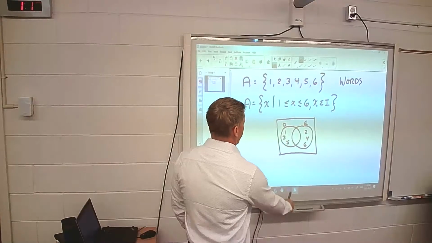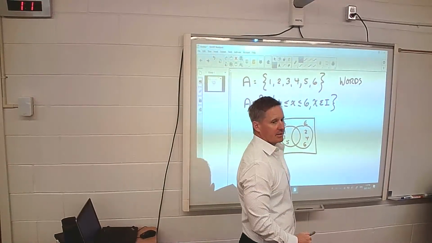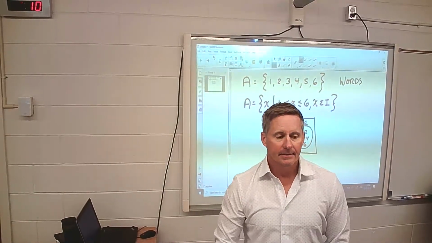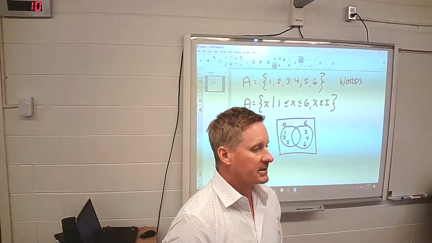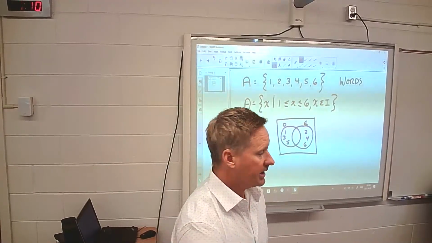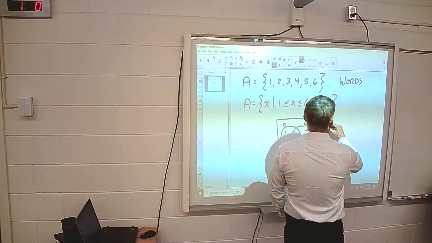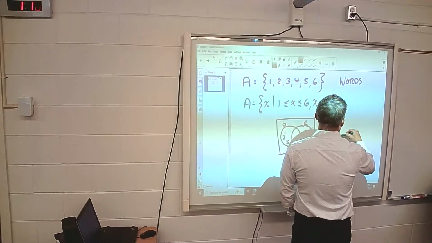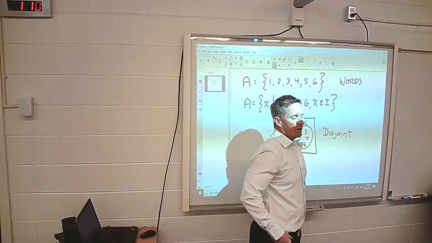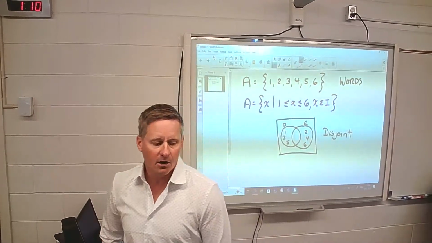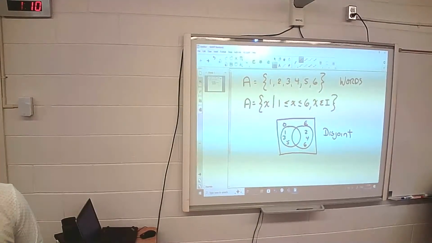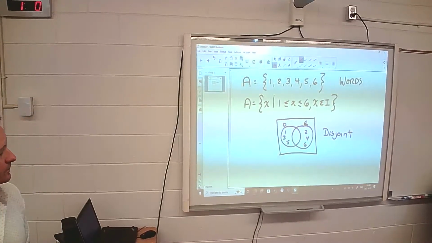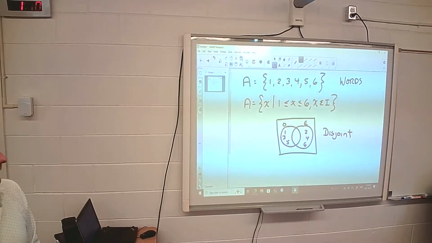In the middle would be anything that is joint between them. All right? This is two sets that we call, and this is a new word, so make a note of it, two disjoint sets. Disjoint means that they don't have anything in common in that middle part. Okay.